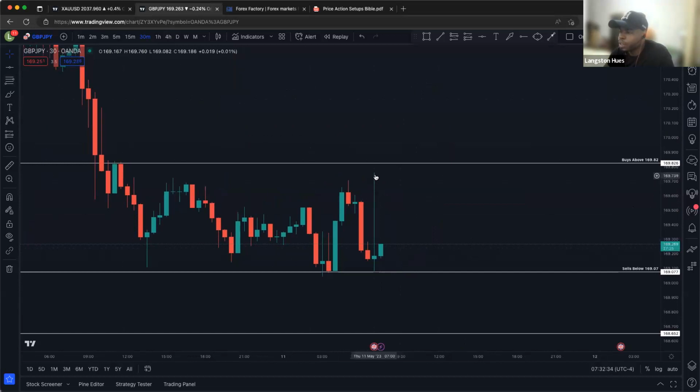Looks like it might fill this wick though. And why would that be? Because it looks like we formed a support right here, right? Looks like we formed a support right here. So it could potentially just drive up to fill that wick. Something like that.